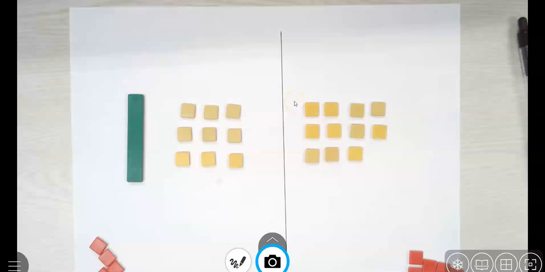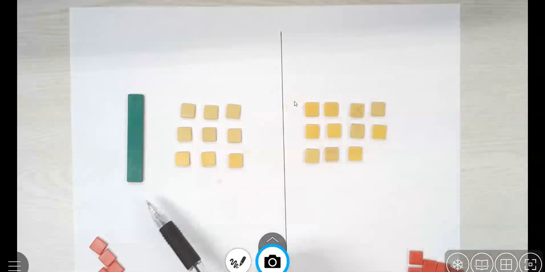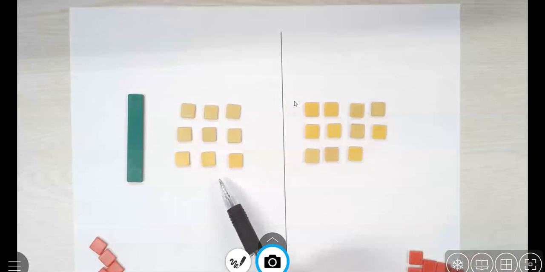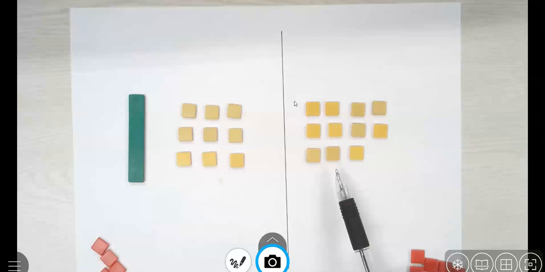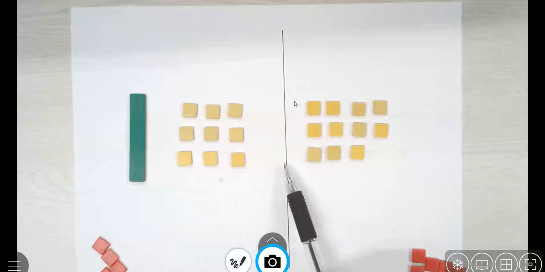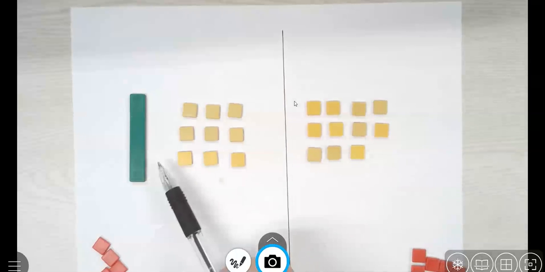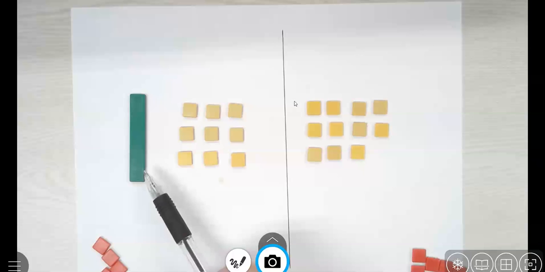So here I have an x, and I have 9 positive units, and over here I have the 11. This black line is our equal sign. Now I want to find out what just one x is. I want to isolate this variable. I want to get this x, this green bar that represents a positive x, all by itself.